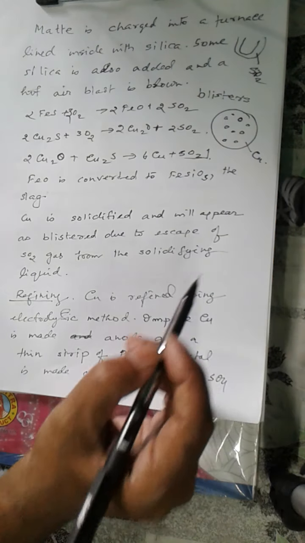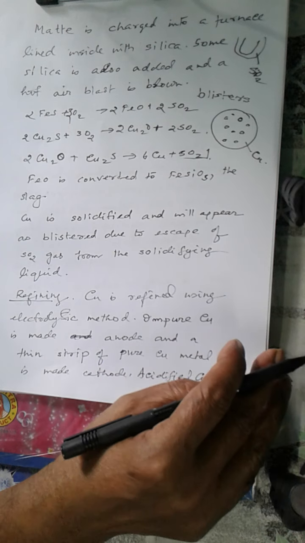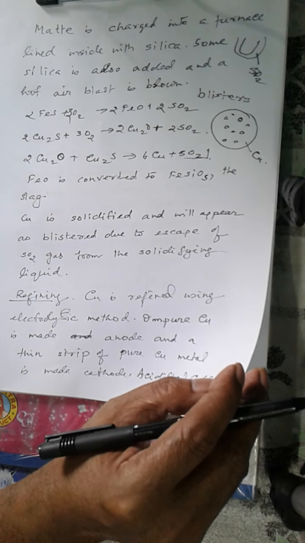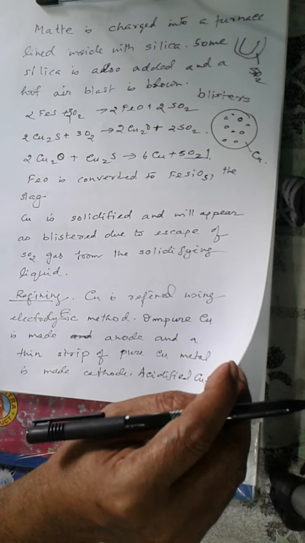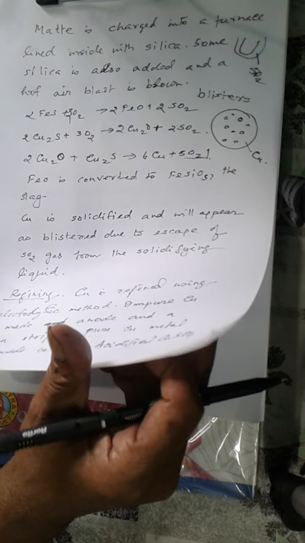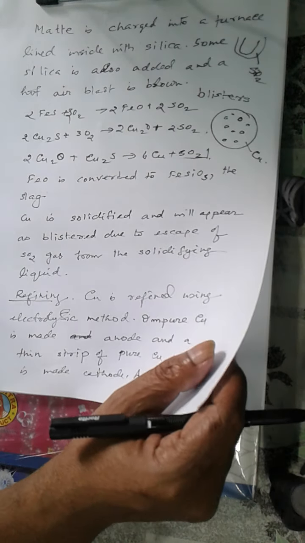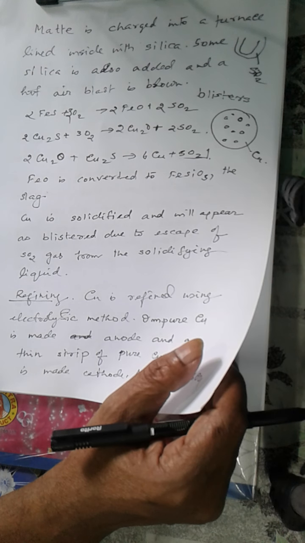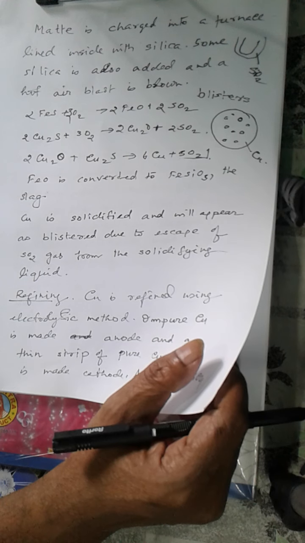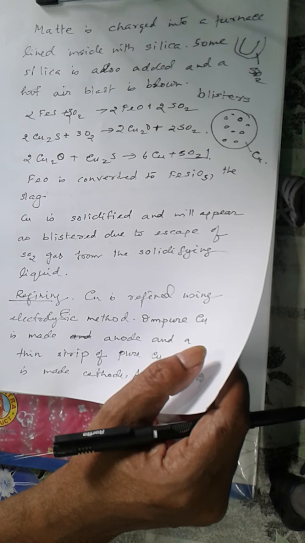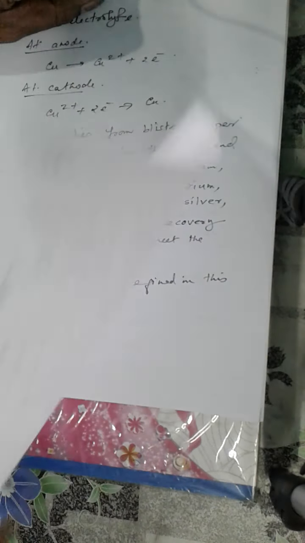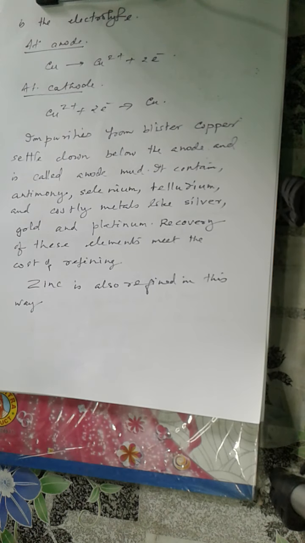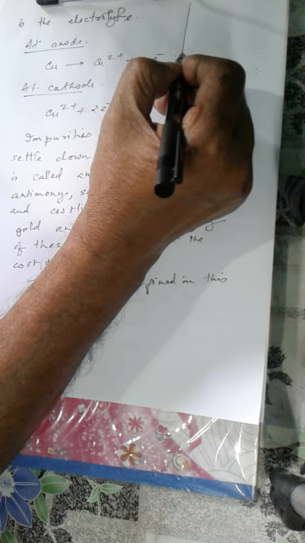Now almost pure copper is made by electrolysis, electrolytic refining it is called. In electrolytic refining, generally the impure metal is made the anode and a thin sheet of pure metal is made the cathode, and a proper salt solution of the metal is made the electrolyte. Here we take impure copper as the anode and a thin sheet of pure copper as the cathode, and then copper sulfate solution as the electrolyte.